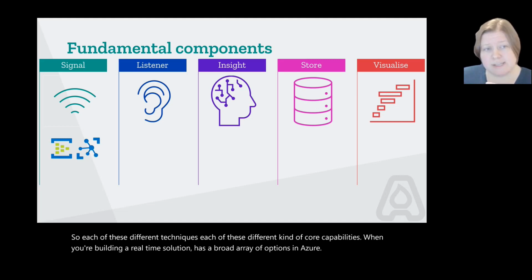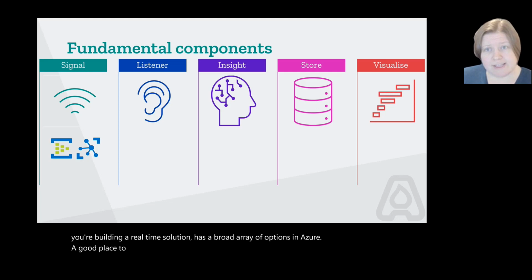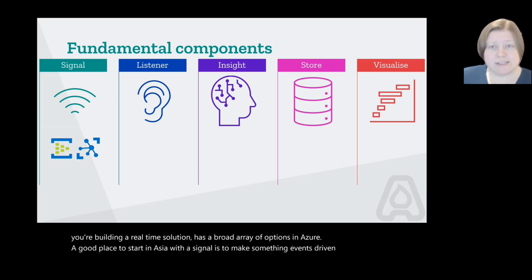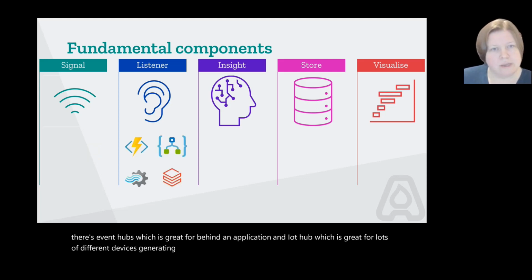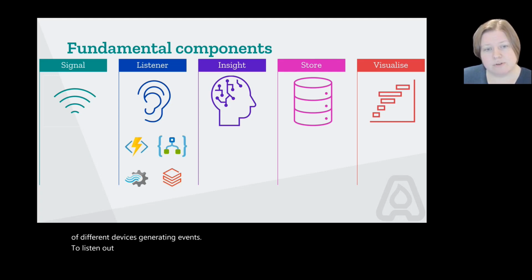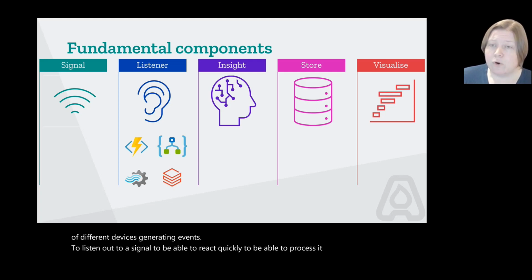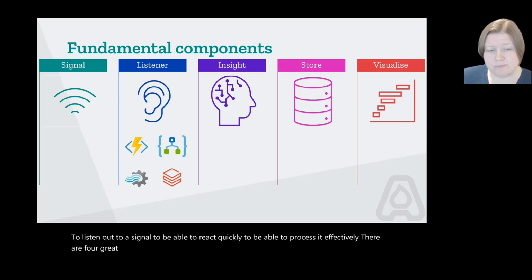A good place to start in Azure with a signal is to make something event-driven. In Azure, there's Event Hubs, which is great for behind an application, and IoT Hub, which is great for lots of different devices generating events. To listen out for a signal, react quickly, and process it effectively, there are four great technologies we can use.